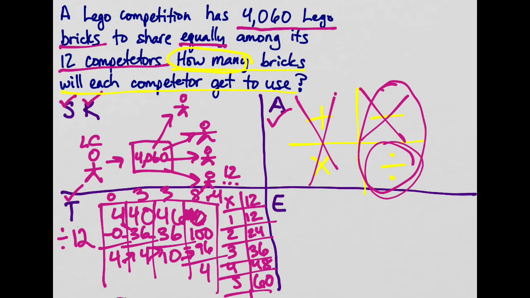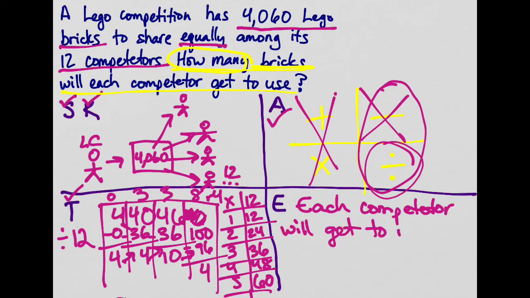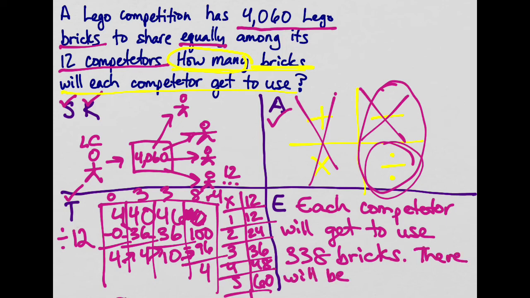My last job is to answer my question with a sentence. So I'm going to go back into the story problem, which asks, how many bricks will each competitor get to use? I'm going to double underline the word bricks. That's going to be my label. I'm telling how many bricks. So I can write, each competitor will get to use 338 bricks. There will be, and I can tell about my remainder, 4 extras.